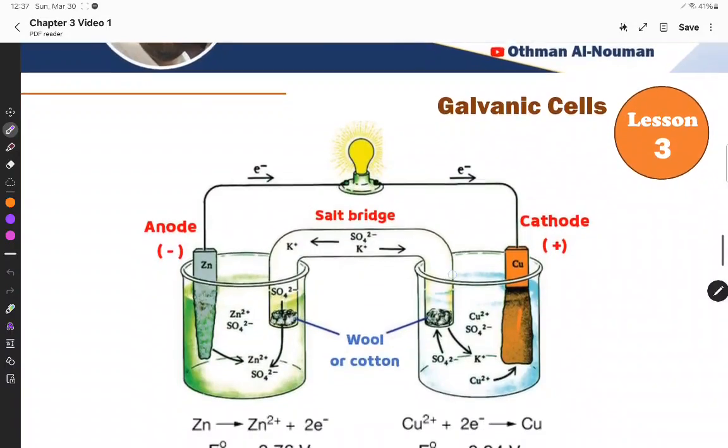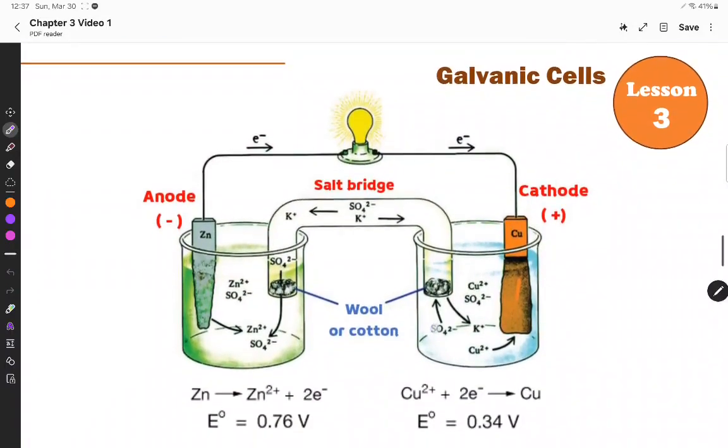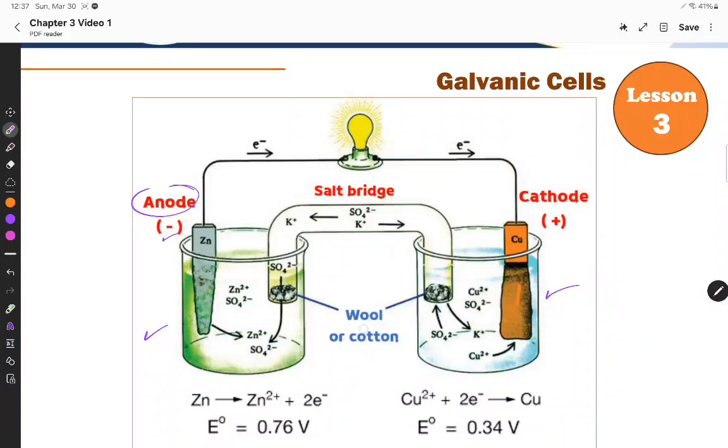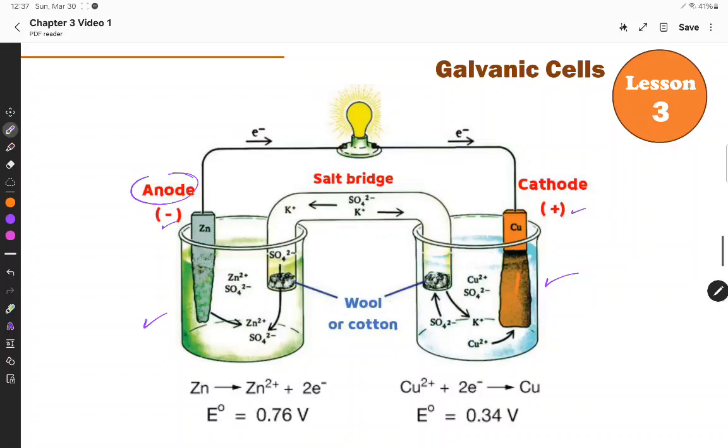So what is galvanic cells? If we speak about galvanic cells, these are the cells which produce electricity. In galvanic cells we have two separated containers. We have the container of the anode and the container which contains the cathode. And the sign of the anode in galvanic cell is negative. This is the first thing you should know. The sign of the anode in galvanic cell is negative and the cathode is positive. So anode is negative and the cathode is positive.